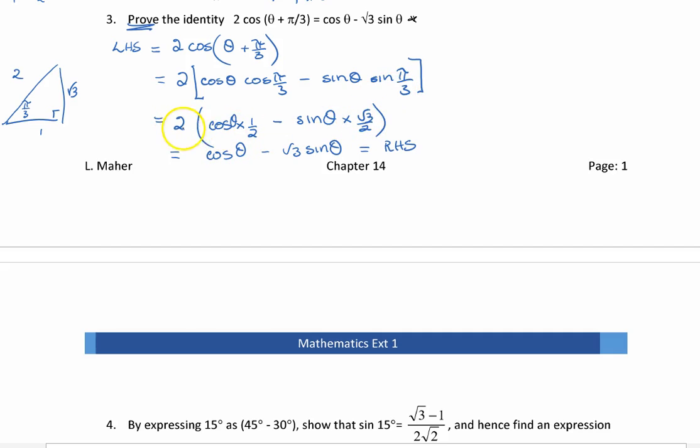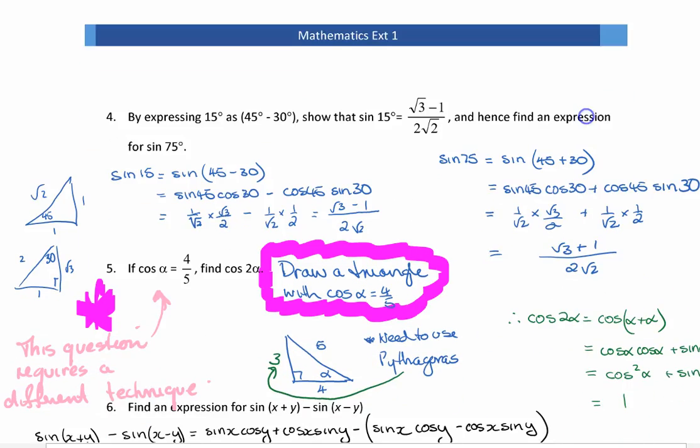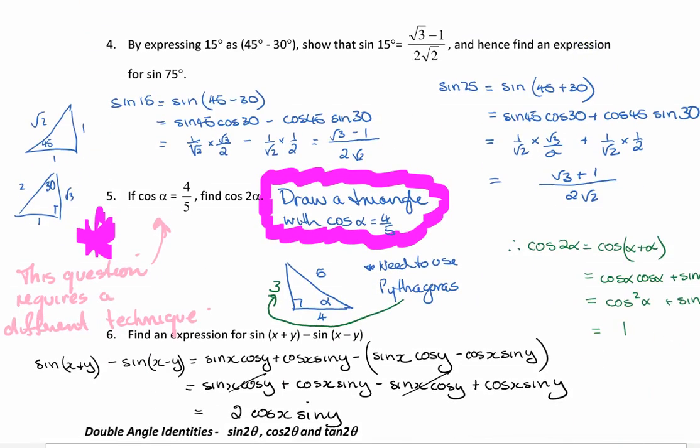So expanding the bracket, multiply this term by 2, which cancels out the half, and we've just got cos theta. Multiply this by 2, which cancels out the 2, and we've got root 3 sine theta. And you can see that's exactly the right-hand side. So we've taken the left-hand side and shown it equal to the right-hand side. Adequate for a proof.